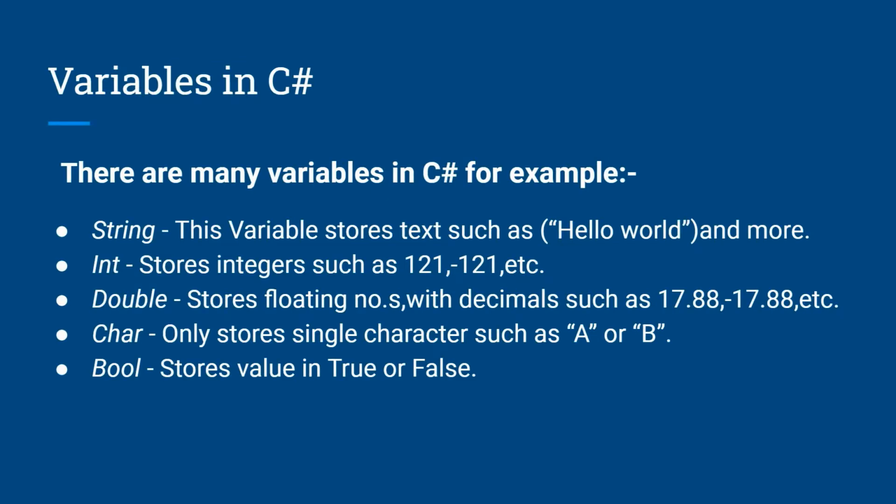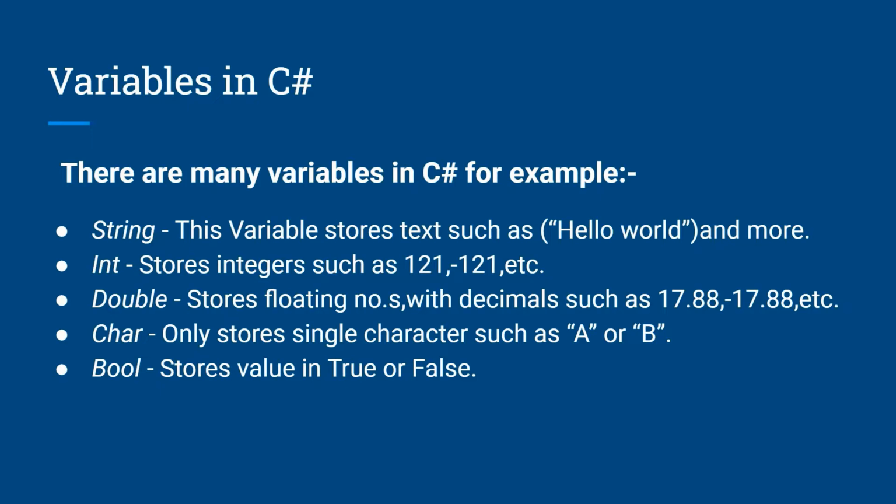Variables are a kind of thing that stores text, numbers in the form of integers, decimals, whole numbers, or text and many other things. There are many variable types, but in this video we'll be covering examples. The first one is string. String stores text such as hello world and more, so you can use this to add text to the program.